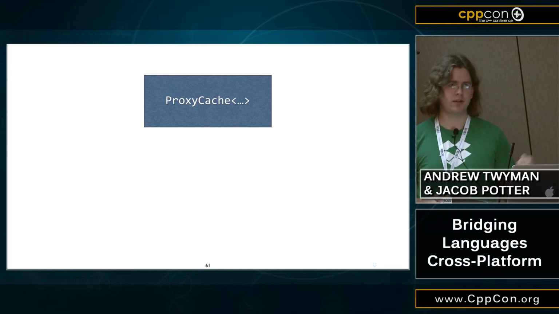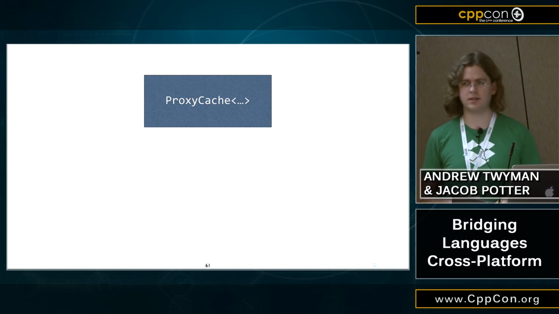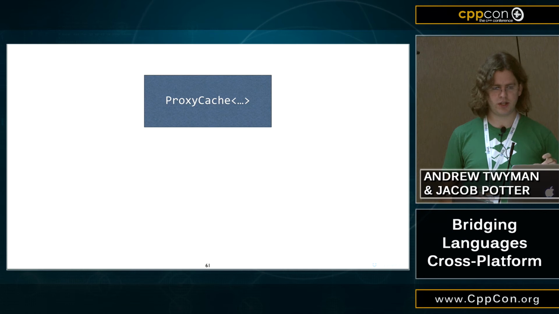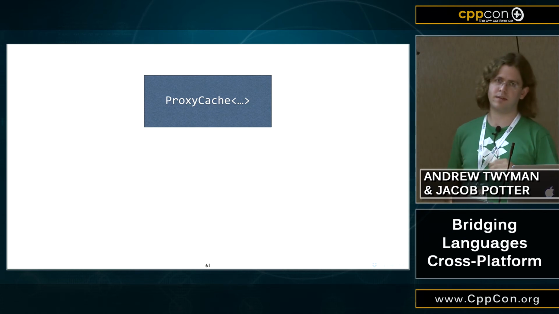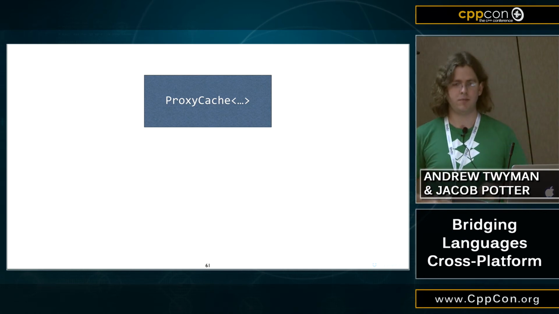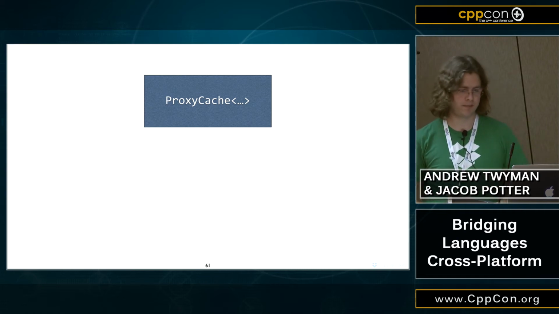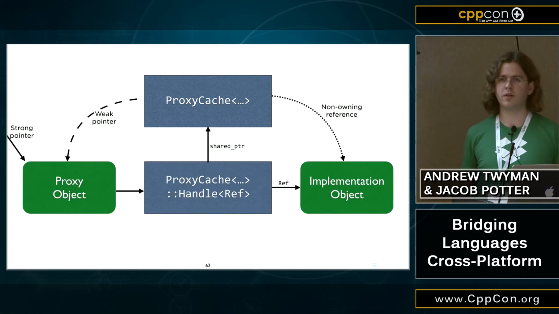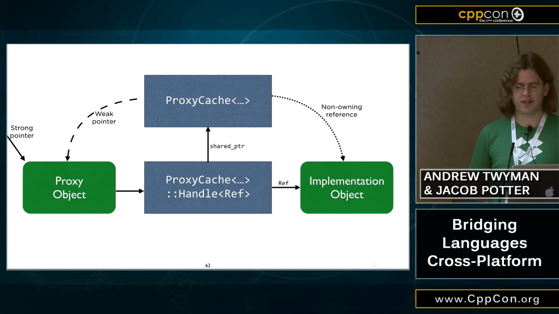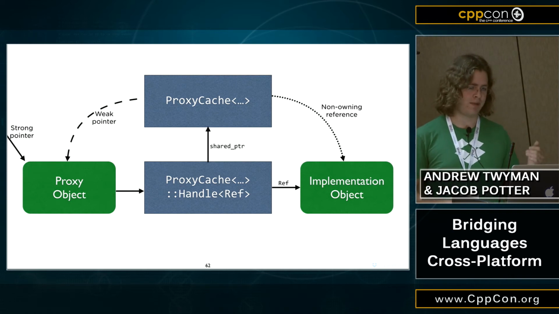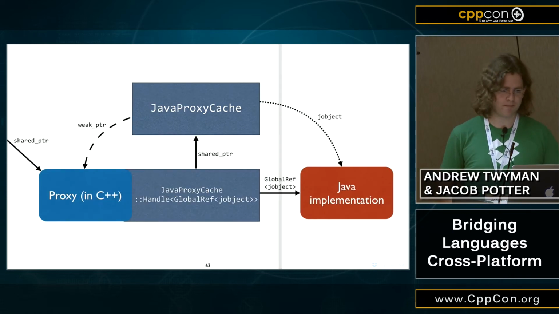And the proxy cache is a global singleton, so it sticks around forever. There's one proxy cache instantiated. I elided the types that it's actually instantiated on, but it is instantiated once per language mapping, not once per type of interface. So here's the whole thing again. That was all very abstract. So let's talk about what we do in order to wrap a Java object with a C++ proxy.